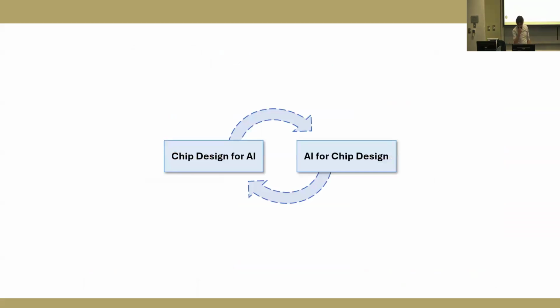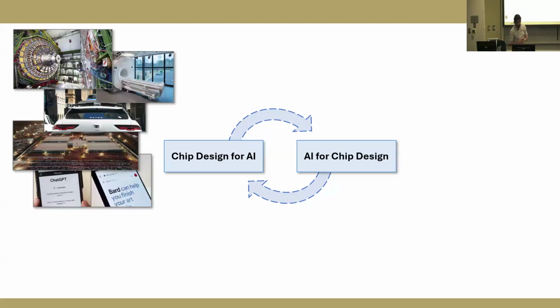So the idea I'm going to be talking about today is this mythical feedback loop that everyone thinks we're going to be able to achieve, where you have chip design for AI, and then you have AI for chip design, right? So this first part is very straightforward.